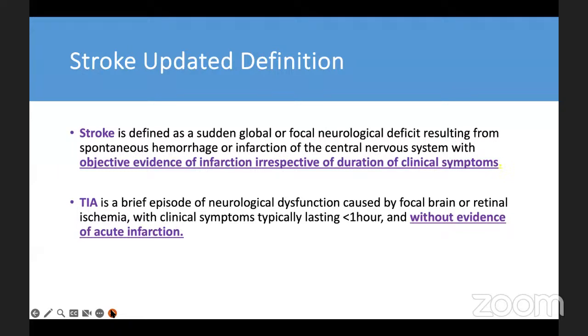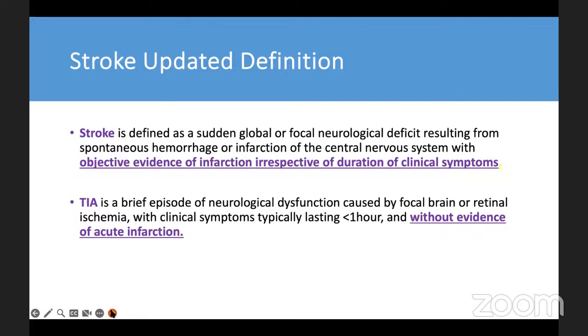Now, if the same person presents with these deficits, aphasia or weakness, but you do an MRI, which is very sensitive, and you are not able to identify any area of infarction on the MRI, then the person is said to have had a transient ischemic attack. So that is a key difference between the two now. In the past, we'd say transient ischemic attack, the person has symptoms less than 24 hours, and a stroke when the person has symptoms for more than 24 hours.